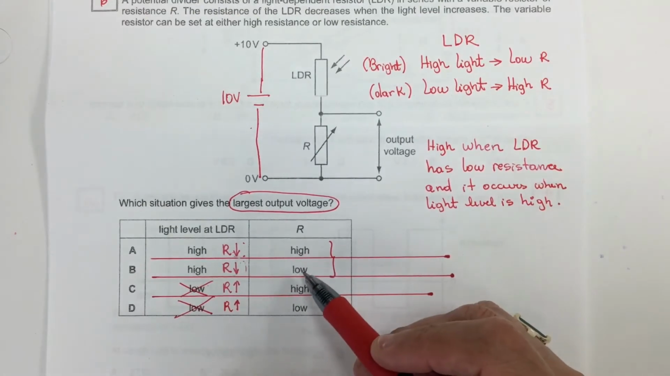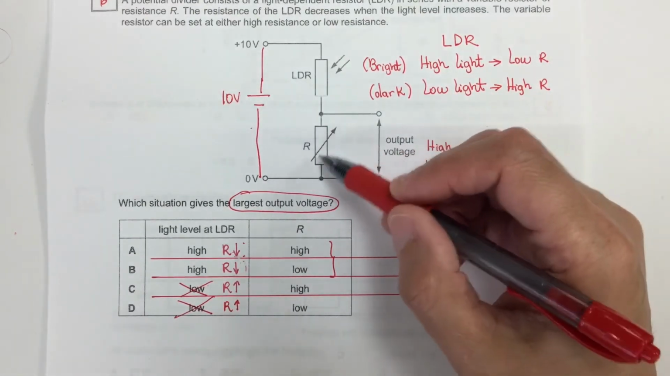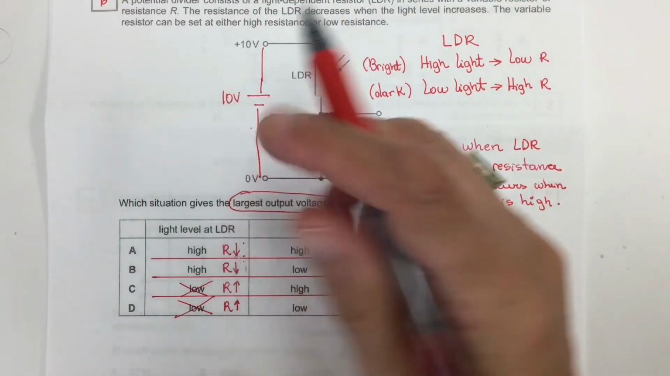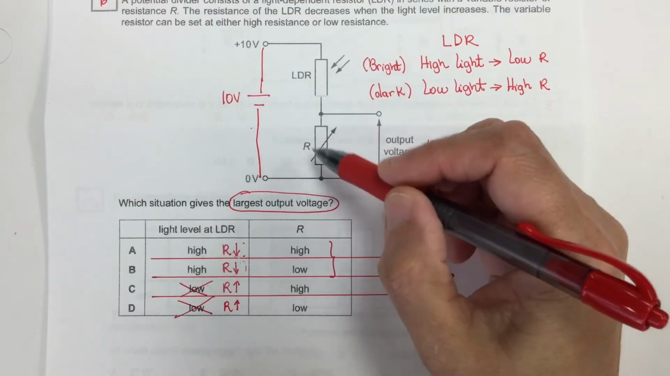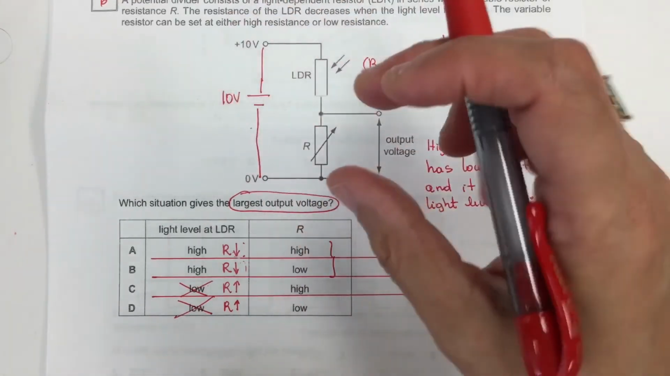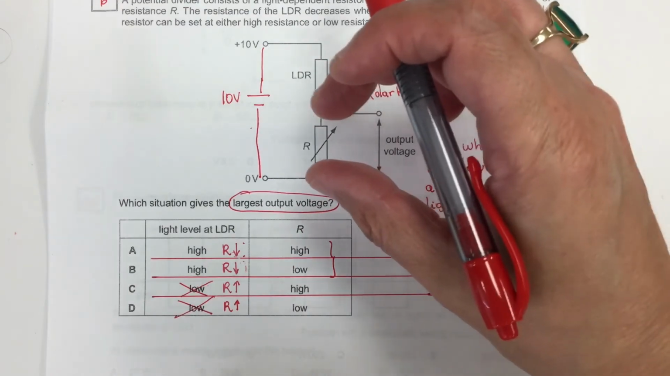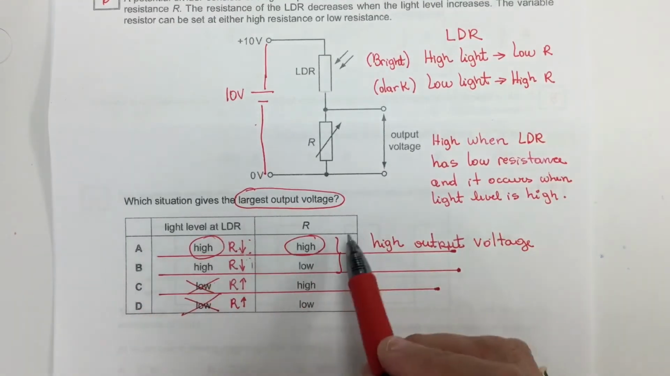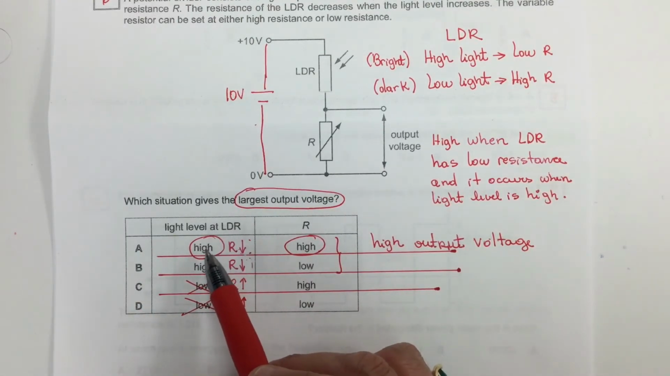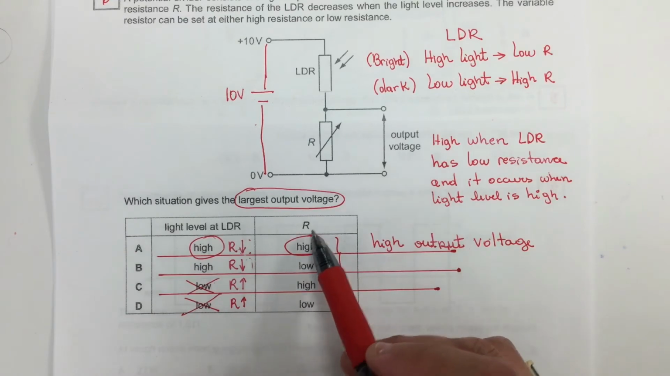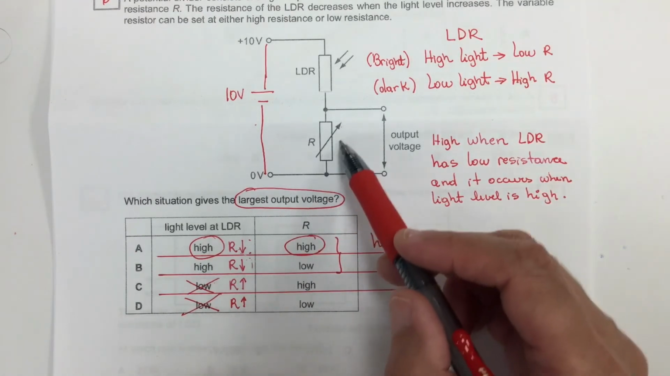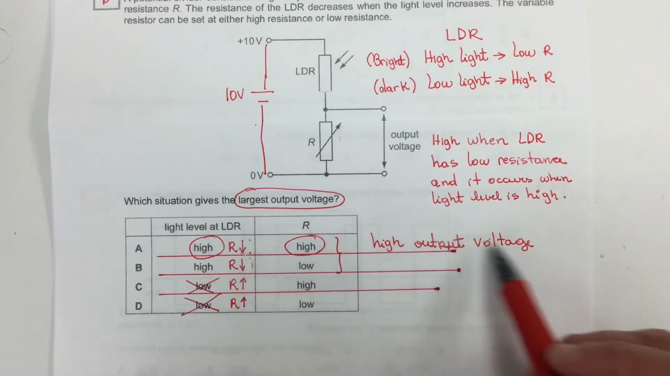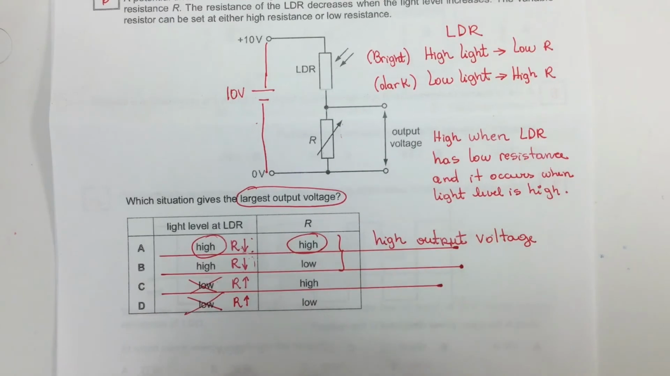Okay, so high or low for the variable resistor? Well, for this resistor to draw lots of energy from this battery, it needs to be really high. The energy is going to be more in this variable resistor. So it should be high. So this option, for the LDR a high level of light, and the resistor set on the highest range, will produce the largest output voltage. So option A is correct.